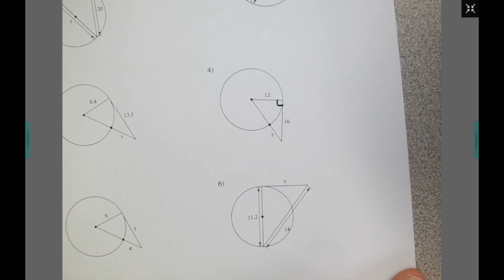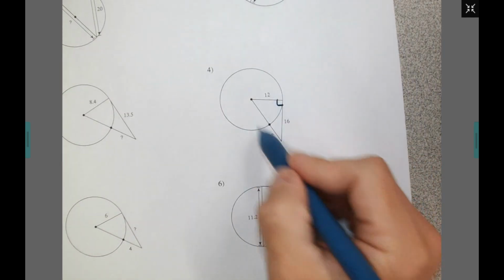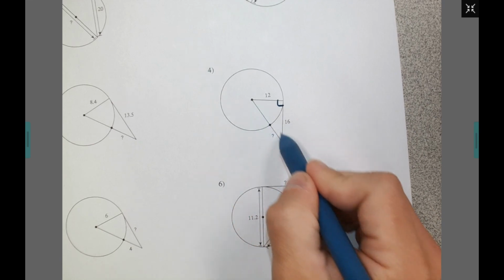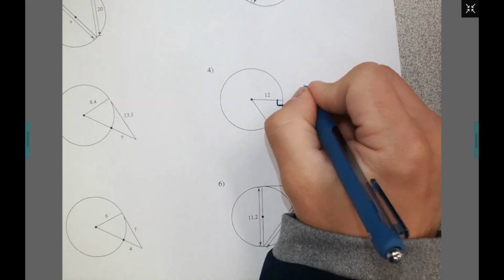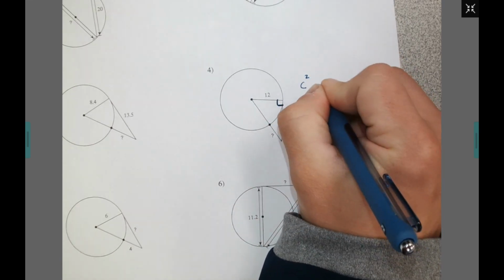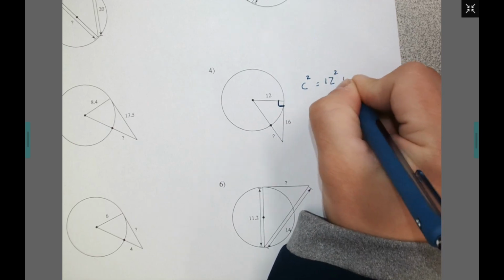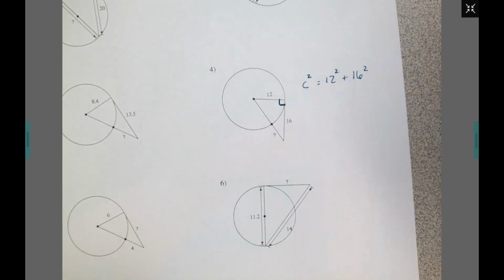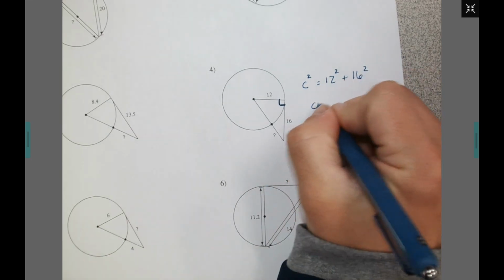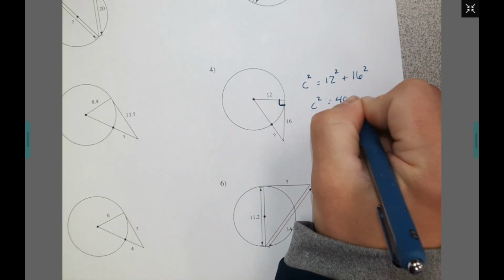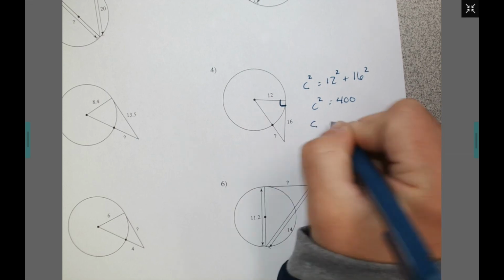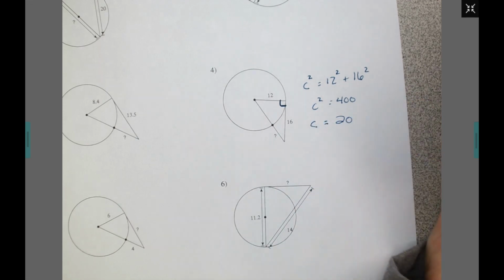So my first step in solving for the question mark would be to figure out, okay, what is this full side right here? So what does c equal? Leaving us with c squared equals 12 squared plus 16 squared. You go ahead and work it out. So 12 squared plus 16 squared is going to be 400, leaving us with c equaling 20.